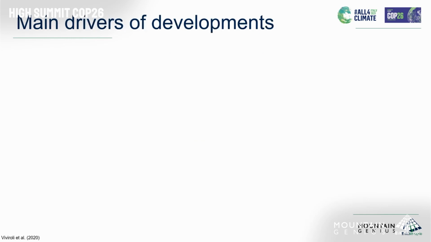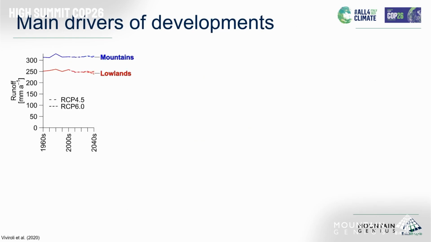Now, finally, what is responsible for the developments that we see? Is it runoff? Is it water consumption? Is it the mountains? Is it the lowlands? And we did look a bit into the drivers. And here, first of all, we see the breakdown of runoff. That's the decadal averages from the 60s to the mid-century projections. And you see that nothing really much changes. There are no clear trends in decadal runoff.